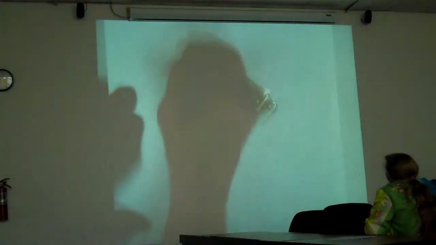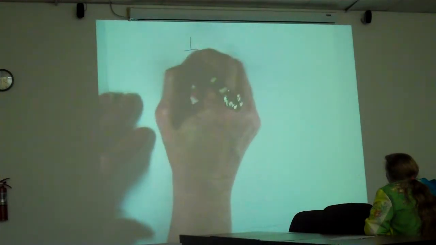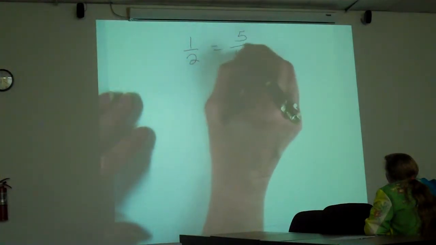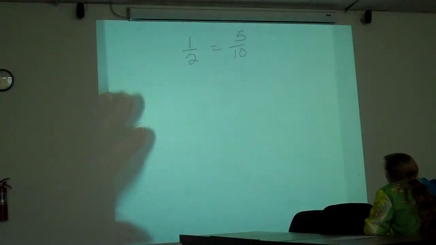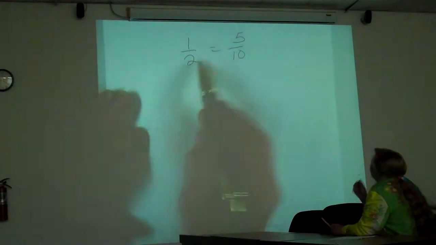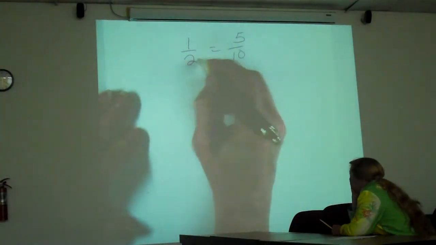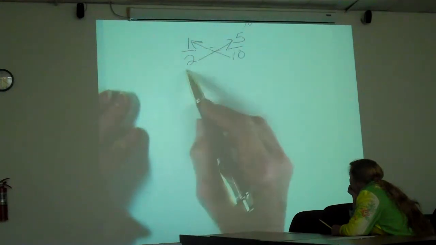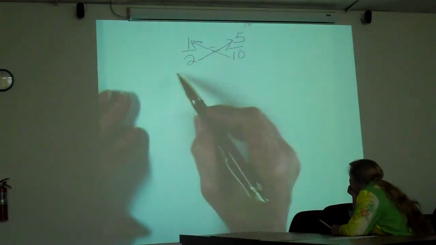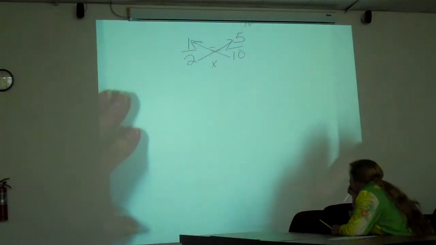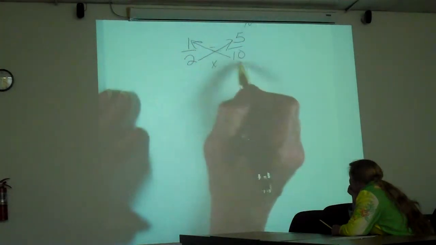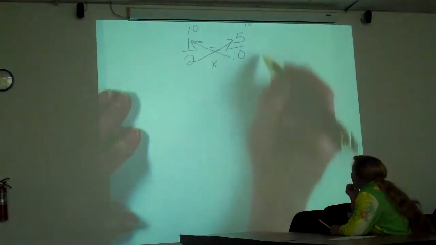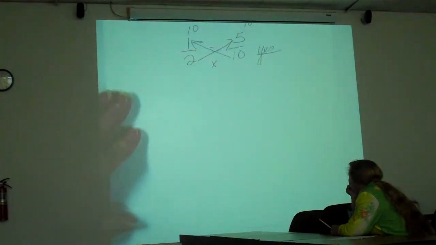To determine a proportion, you know that 1/2 is equal to 5/10, right? 5/10 is 1/2. To see if these are a proportion, you can do this times this, and this times this. These are called cross products, because you're going across and multiplying. 2 times 5 is 10, 10 times 1 is 10. So yes, it's a proportion.